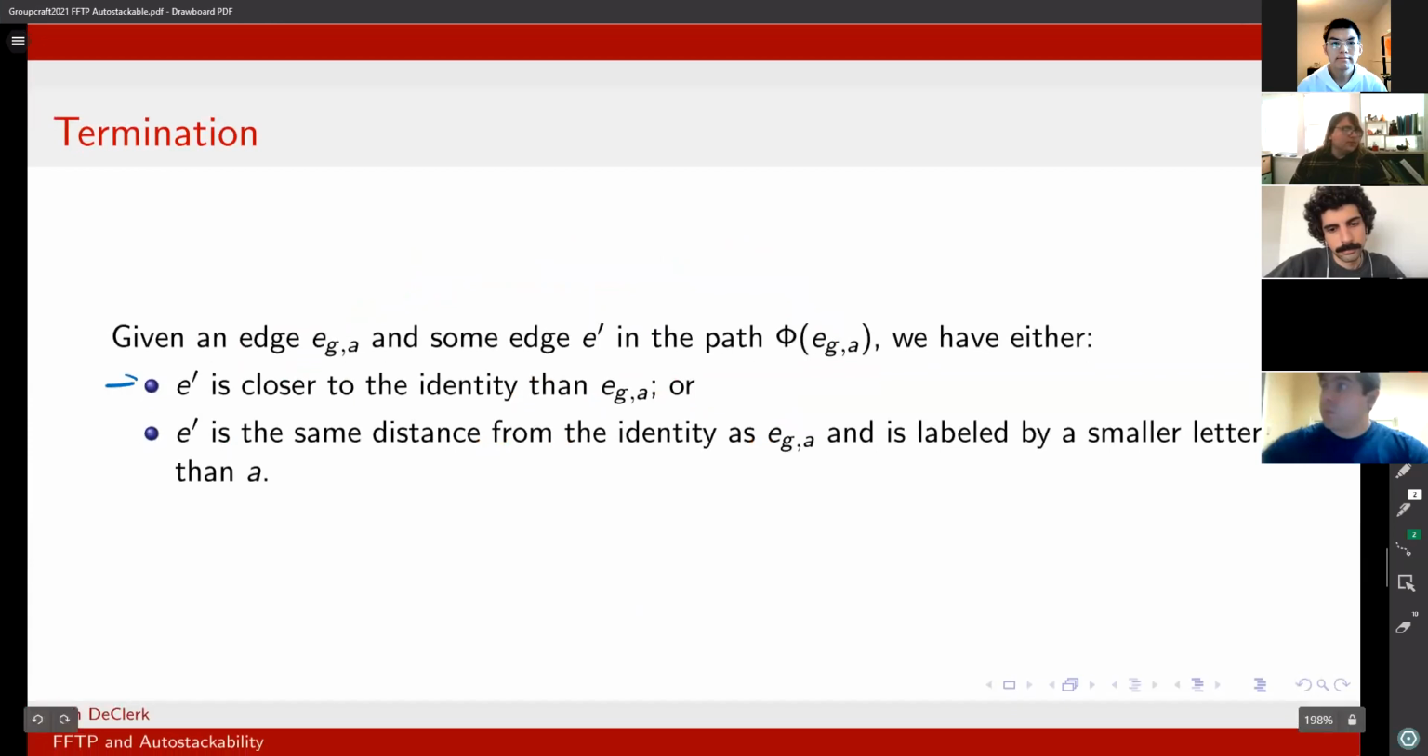So that's basically what this is saying. If we have some edge E prime that is in our path phi of E sub GA, either E prime is closer to the identity than the original edge that we started with, or E prime is the same distance from the identity and it's labeled by a smaller letter. So we got some nice well-foundedness from there.